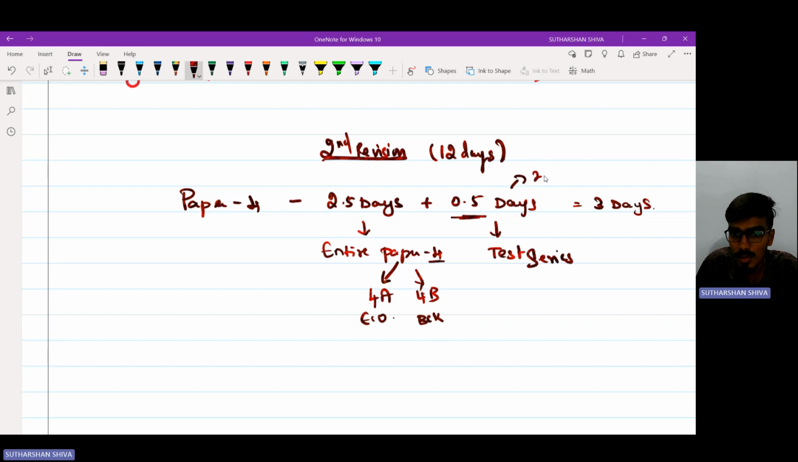Okay, in the last 2 hours, you need to write one test series as per the ICA pattern. And you need to do one more thing: try to do it in the OMR paper.